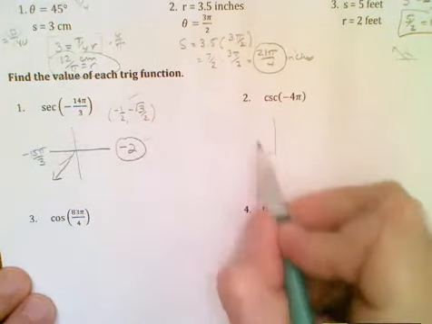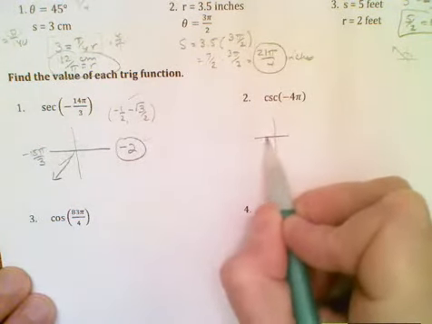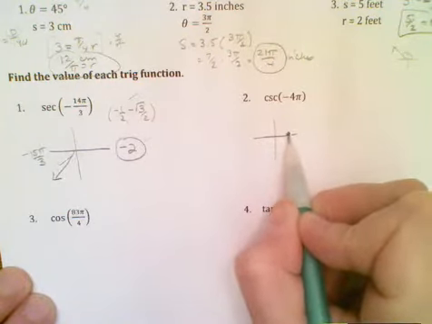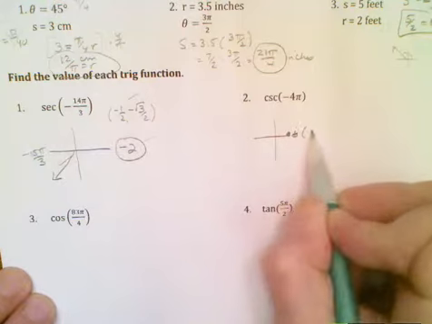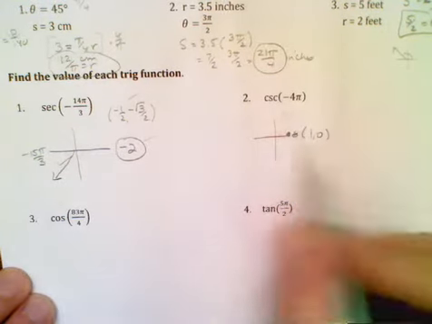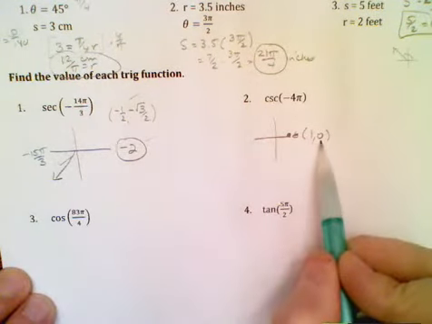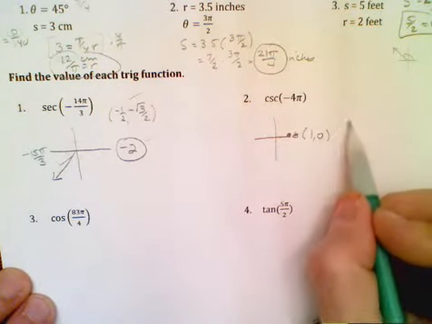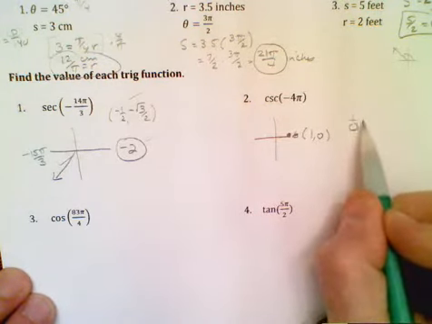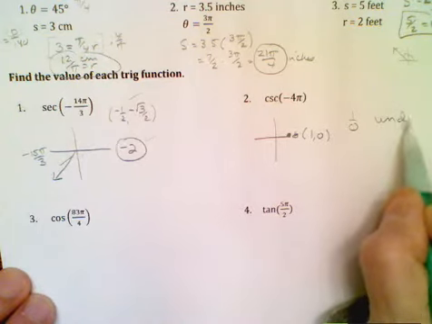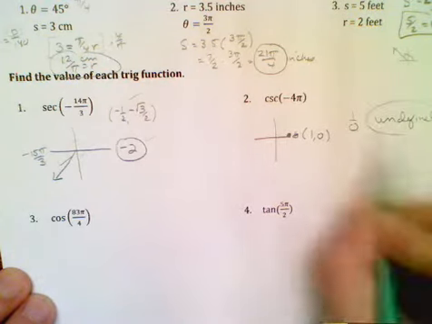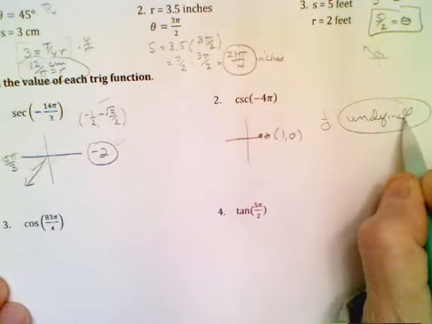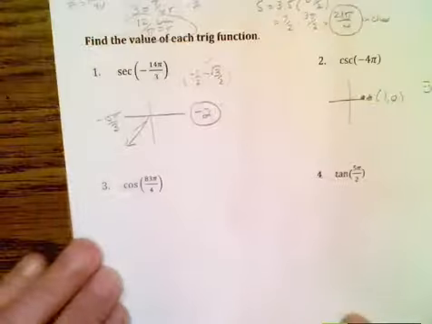All right, negative 4 pi. I'm going in the negative direction, but an even multiple of pi ends up right here. So that's where it ends up, which has the ordered pair of 1, 0. Cosecant is the reciprocal of the y value. So when I take the reciprocal of 0 over 1, I get 1 over 0. That can't happen. It's undefined. So that value is undefined. Oops, undefined. All right.